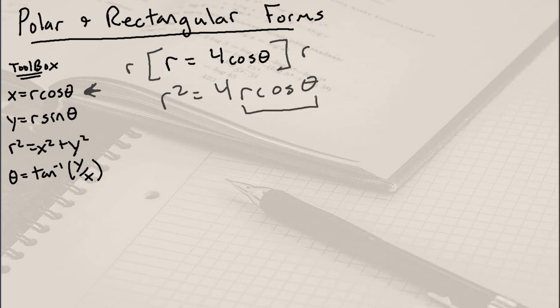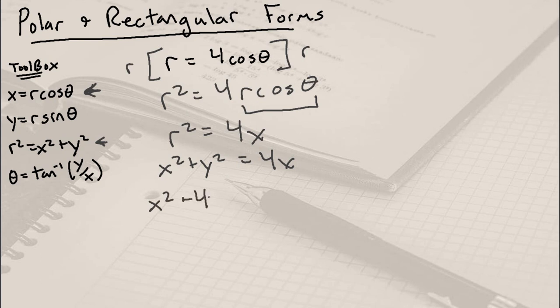And now this is simply x. So I have r squared equals 4x. And I do have something I can do with this r squared right here. So that's x squared plus y squared equals 4x. Now this is looking like a conic section. So I'm going to get the 4x to the other side. So I'll have x squared minus 4x plus y squared equals 0 because I subtracted the 4x from both sides.